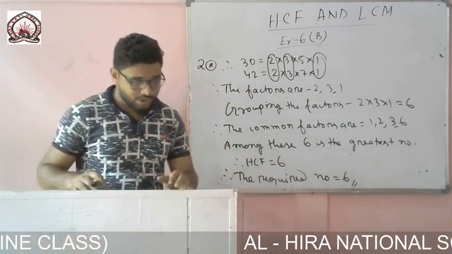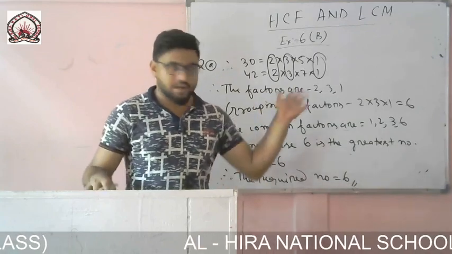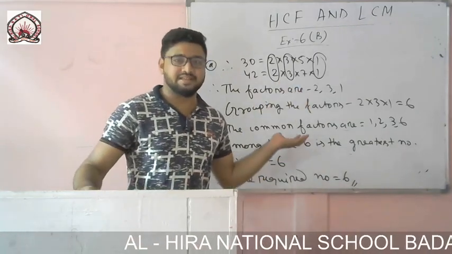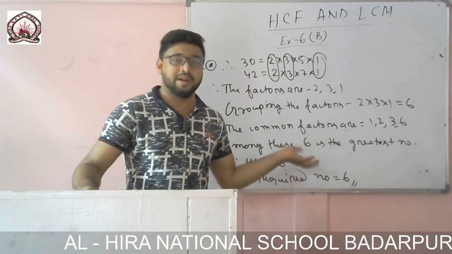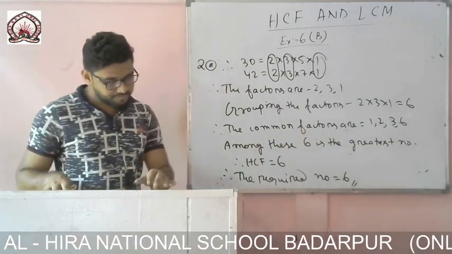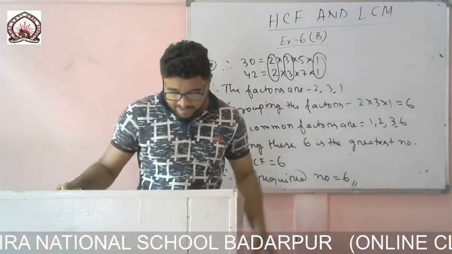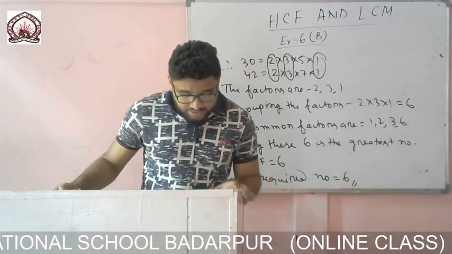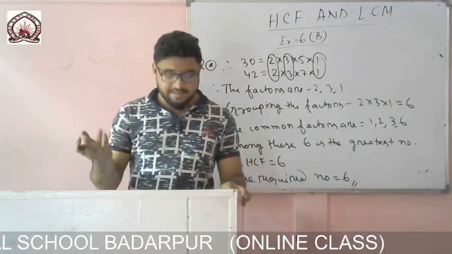You subtract 9 from 51 and 79. Then do the same process. Find the HCF and this HCF will be the required number. Understood? Now come to question number 3. So 3 is the same.